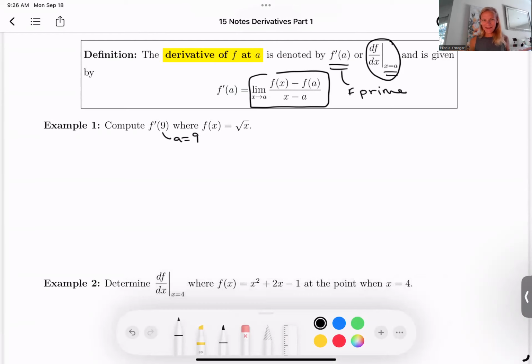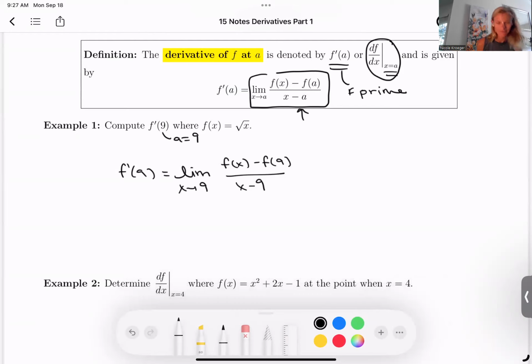And so we can just rewrite this definition that I have up here. f prime of 9, from this definition, I'm just going to replace the a's with 9, is the limit as x approaches 9 of f of x minus f of 9 over x minus 9. Okay, cool. Now we need to replace f of x in here. f of x in this problem is square root of x. So we have the limit as x approaches 9 of root x minus f of 9, and if I plug 9 into square root of x, that will be square root of 9, which is 3, over x minus 9.